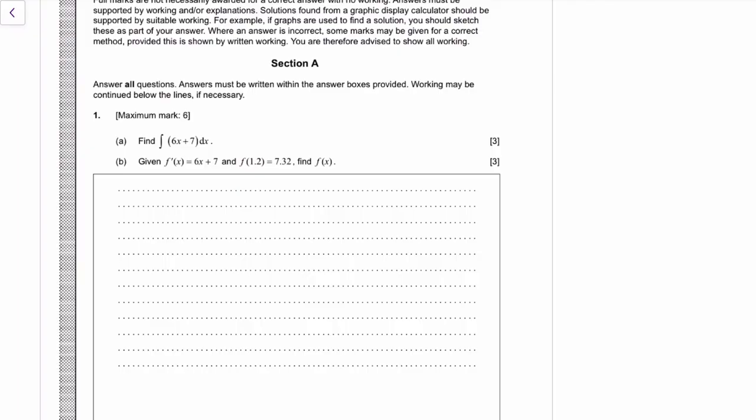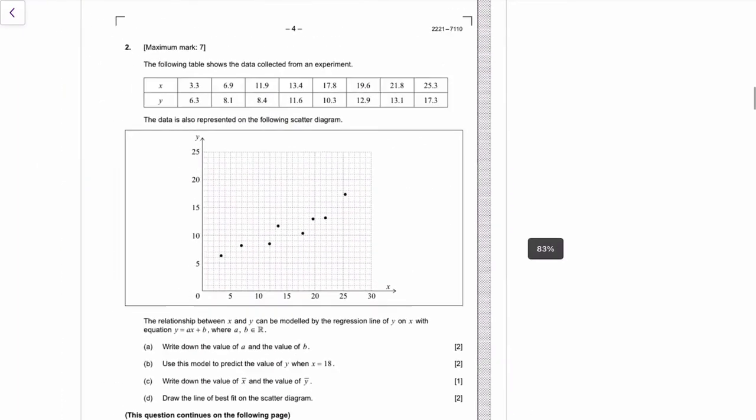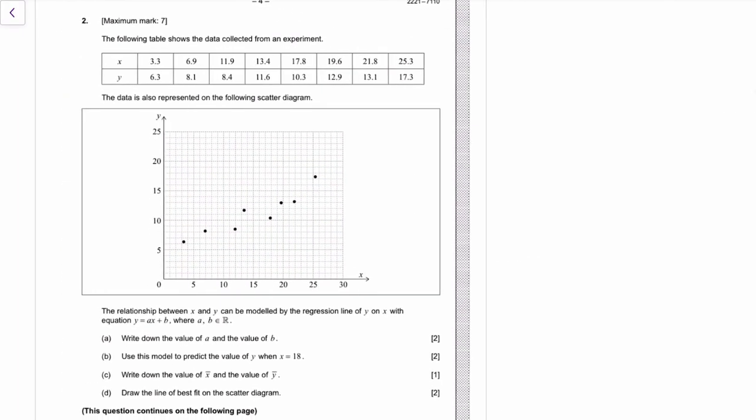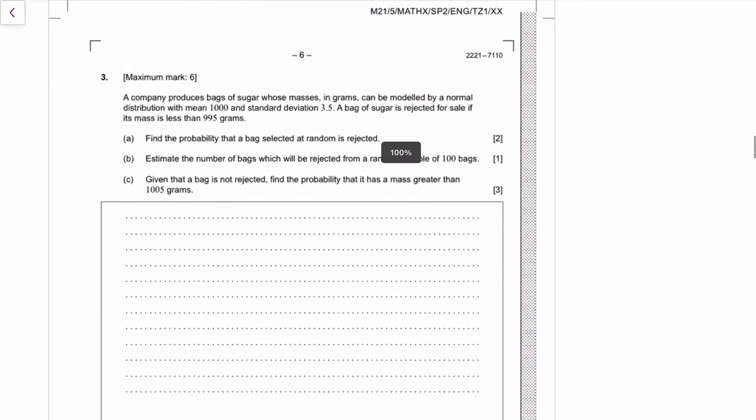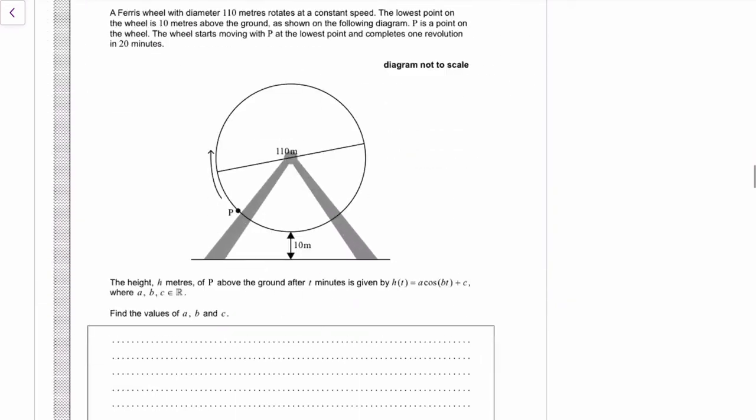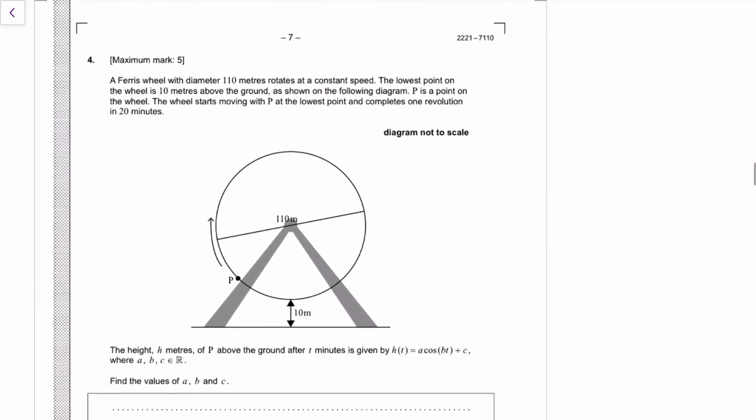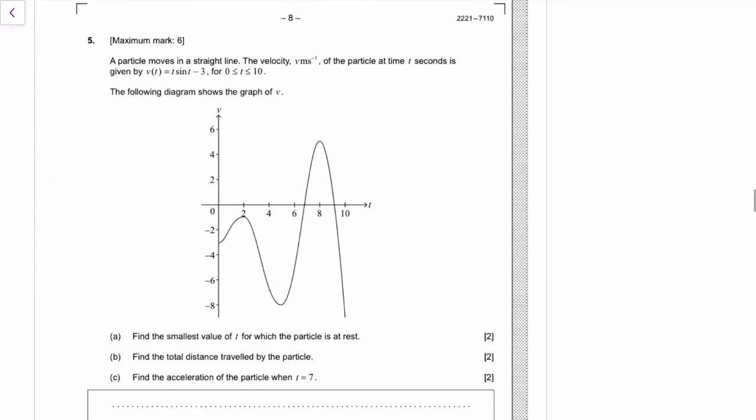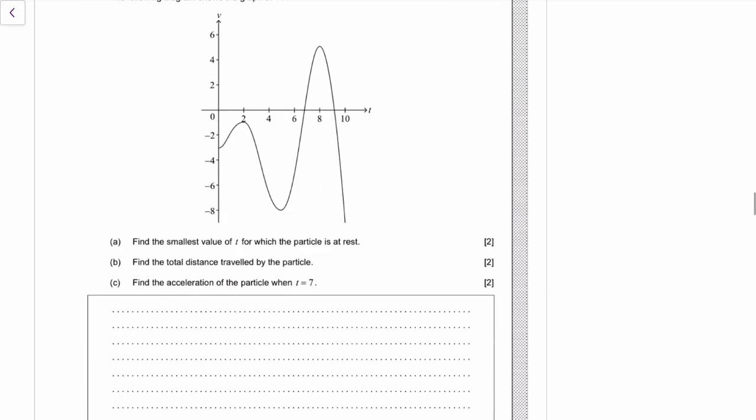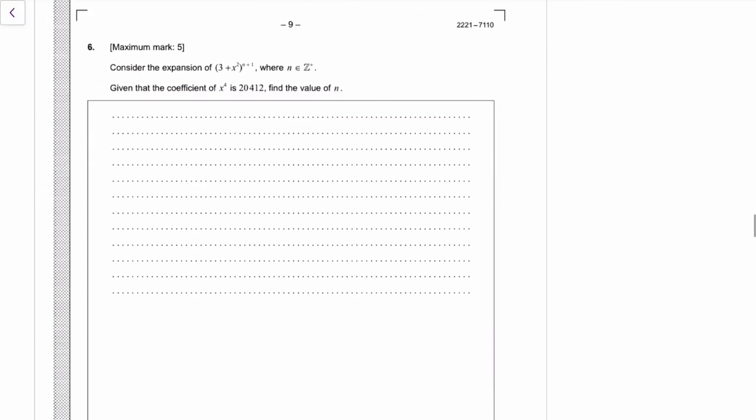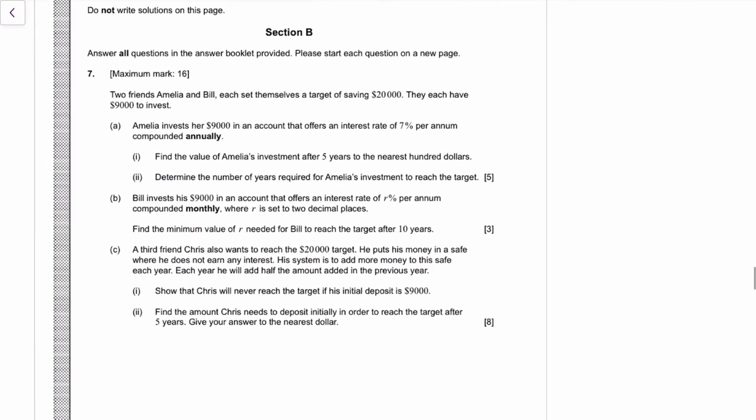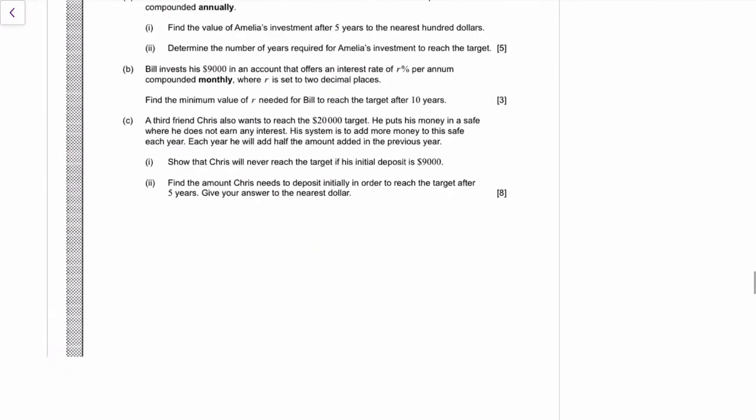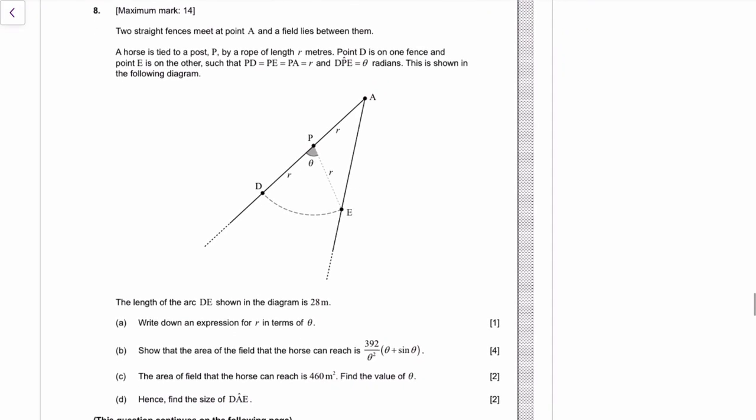Question 1. Question 2. Question 3. Question 4. 5. 6. 7. 8.